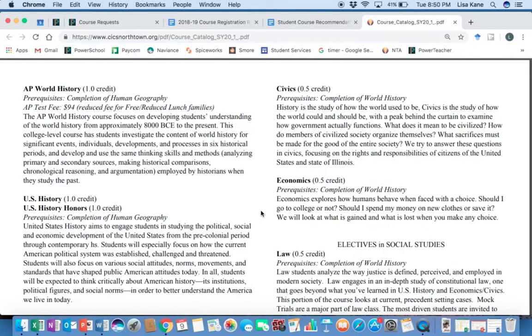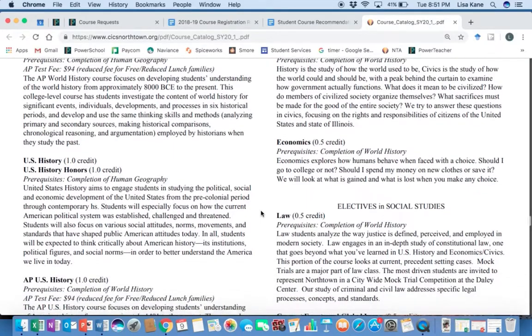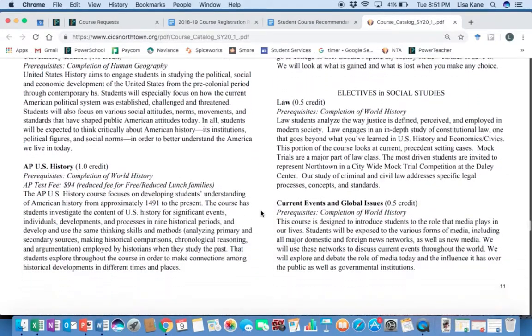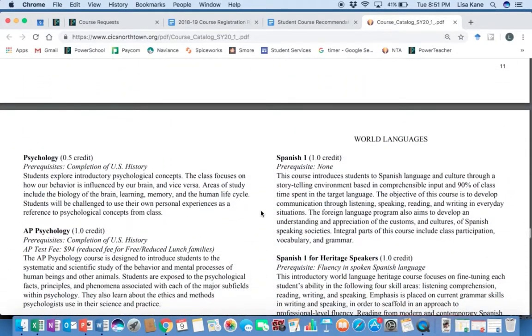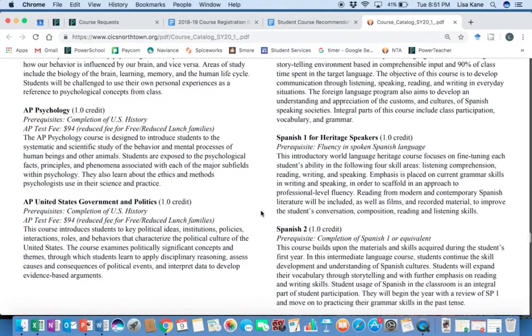If you finished your social studies requirements, you may want to consider some of the electives in social studies, which include law, current events, psychology, AP Psychology, and AP Government. Advisors, please pause the video so students can look through and circle any social studies classes they'll want to take next year.